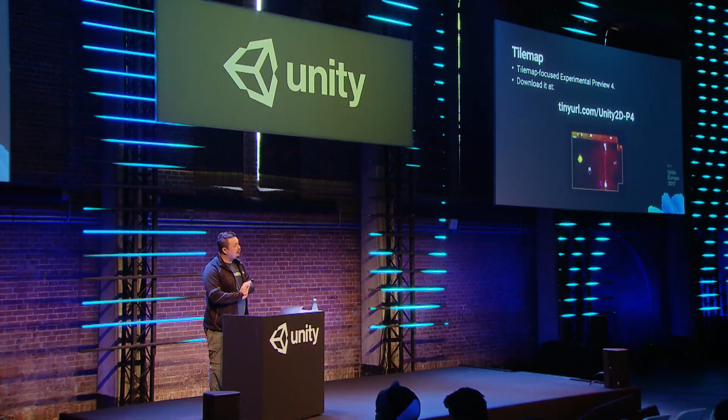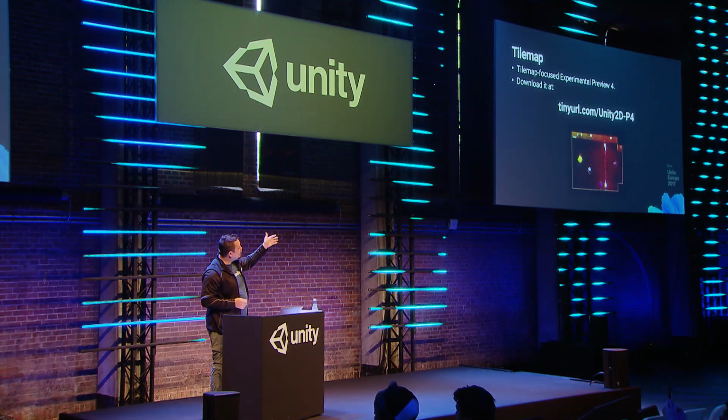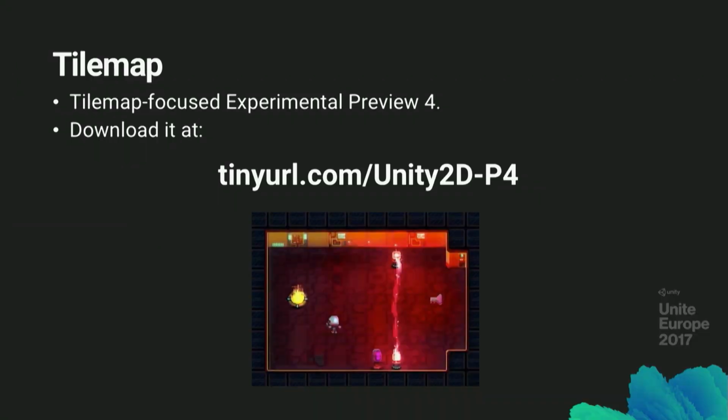So this is the experimental preview 4 that was released some time ago. Download it at this URL. It's got the entire project as well as links to the experimental build that you will need to run that project. So make sure you get the build, and then make sure you get the project, and try out tile map. Okay, let's talk a little bit about some of the stuff we have in development.